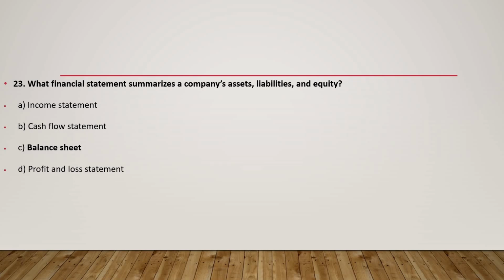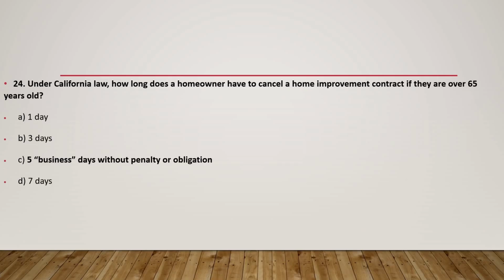23. What financial statement summarizes a company's assets, liabilities, and equity? C. Balance sheet. 24. Under California law, how long does a homeowner have to cancel a home improvement contract if they are over 65 years old? C. 5 business days without penalty or obligation.